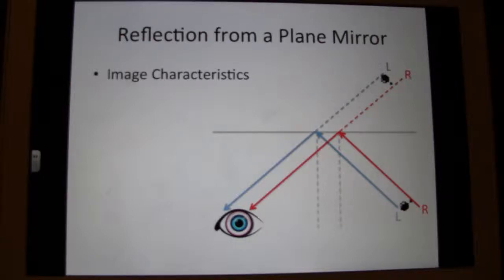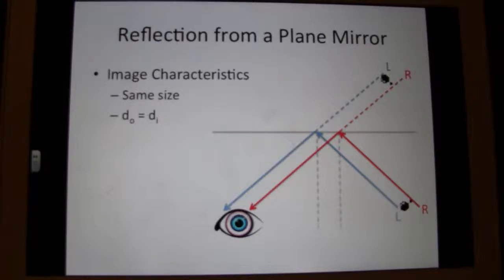The characteristics of an image created by a plane mirror are interesting. The image that is produced will be the same size as the actual object. The image is not magnified or reduced in size. Also, the distance from the mirror to the image, di, is equal to the distance from the mirror to the object, do. So actually, we perceive that the image is twice as far away from us as the mirror.